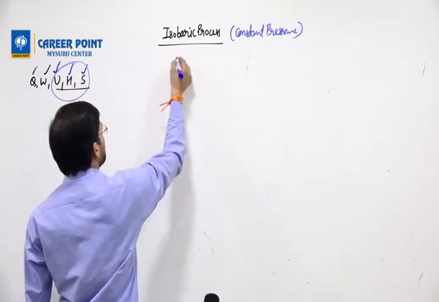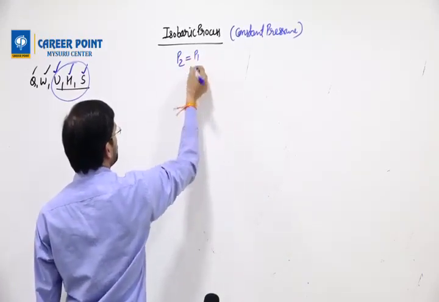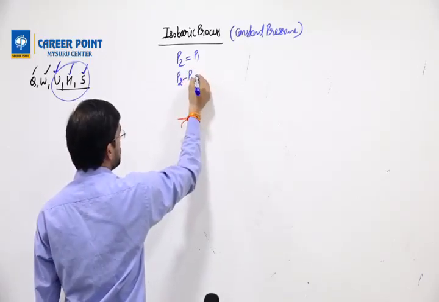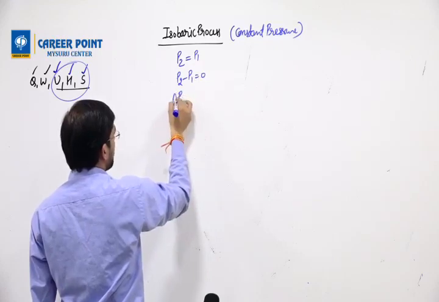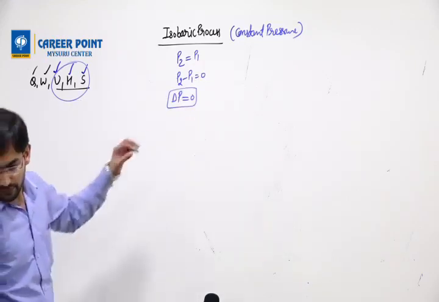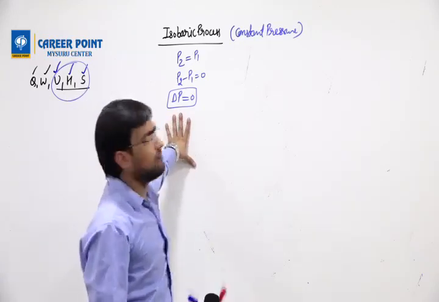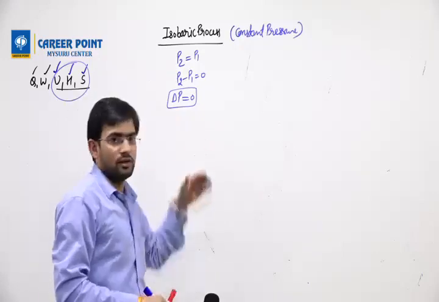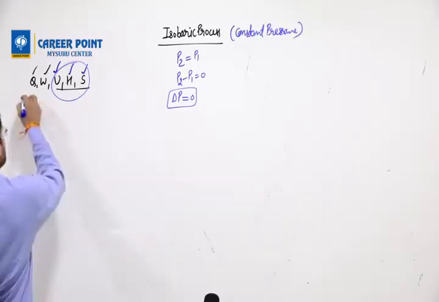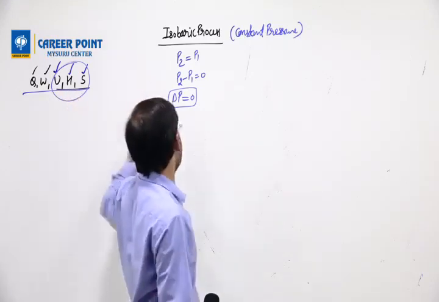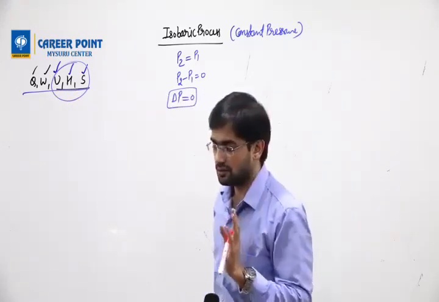Now the constant pressure means what? I can write P2 equals to P1, right? P2 minus P1 equals to 0. So delta P is equals to 0. Once I write delta P 0, do you have any formula where delta P comes? Tell me. Out of these 5 formulas, do you have any formula where delta P is coming?